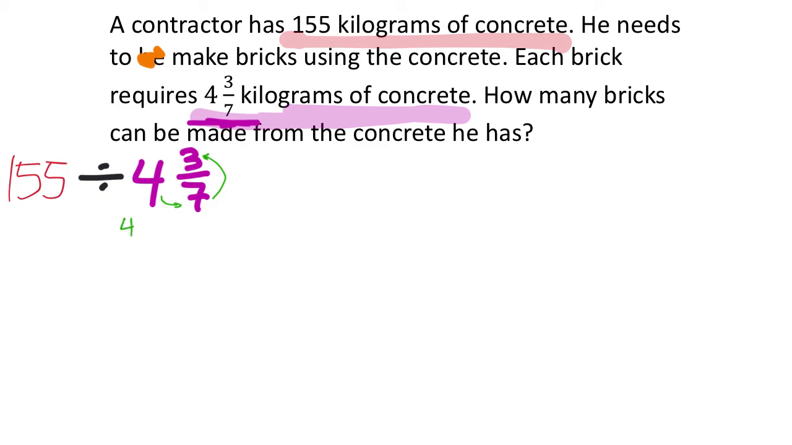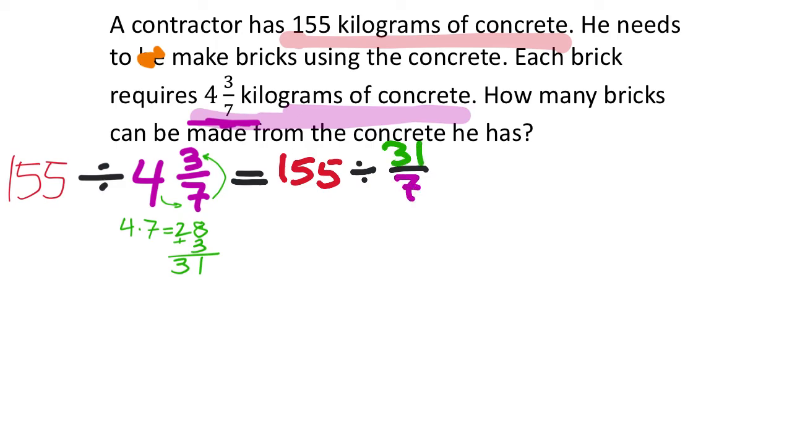fraction. So I got 4 times 7 first, which is 28. And then I'll add the 3 numerator to get 31 right there. So that fraction has a new numerator. We're not going to change the 155 dividend, but it's still going to be divided by. That numerator is 31, and the denominator stays the same at 7.